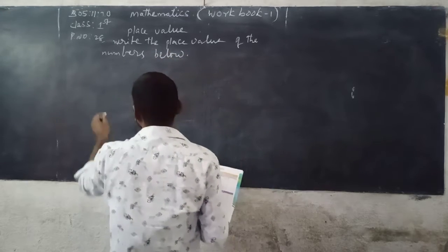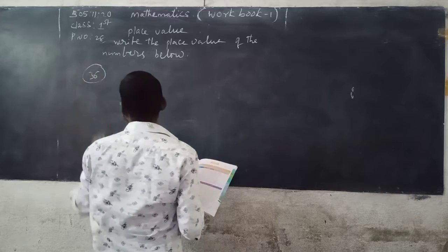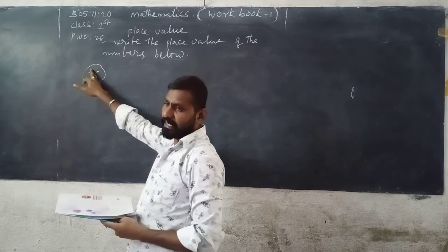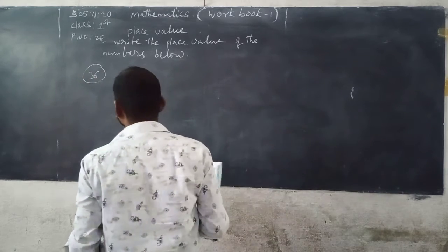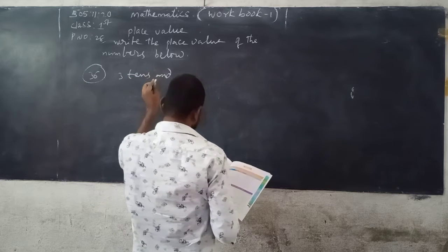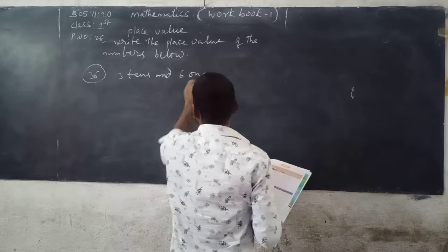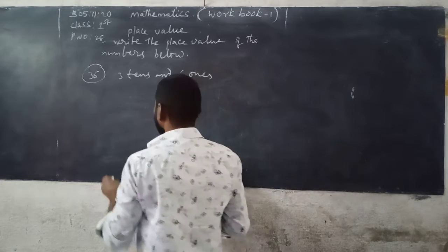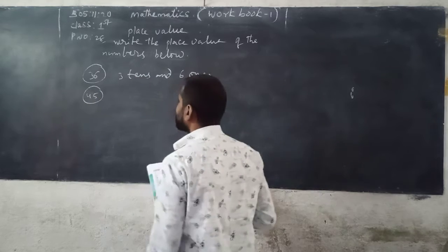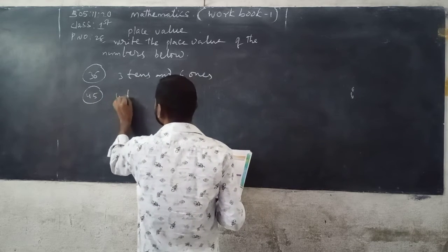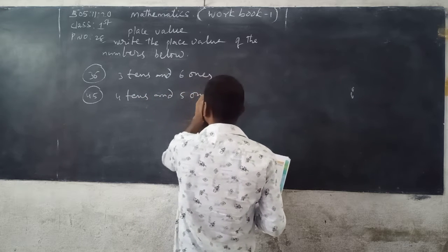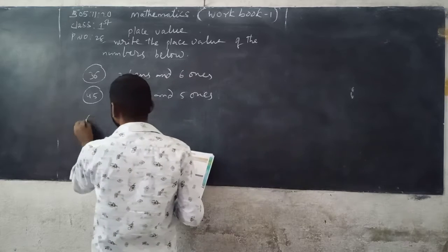See 36. Here 6 is in 1's place, 3 is in 10's place. 3 tens 30, 6 ones 6. So you can write 3 tens and 6 ones. Next 45. So 5 is in 1's place, 4 is in 10's place. Then you can write 4 tens and 5 ones.